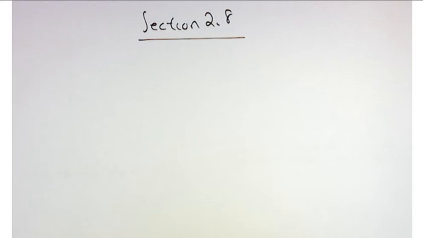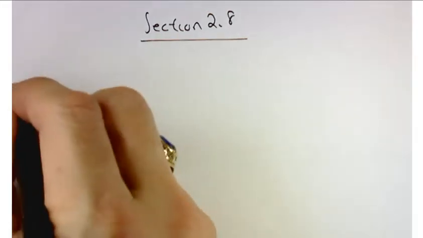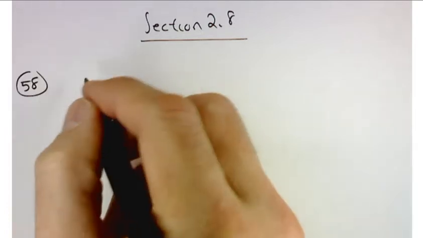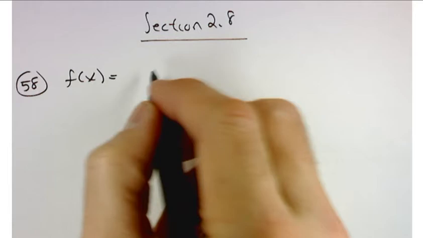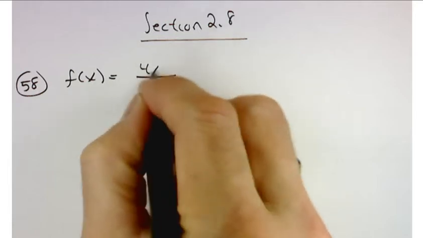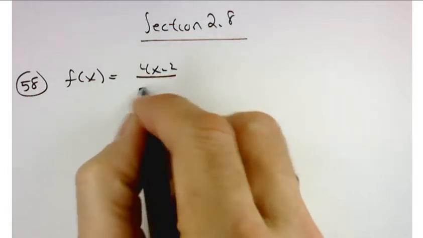So we'll do one more example of finding the inverse of a function. It's going to be problem number 58. And it's got a little bit of a trick to it, so it's not a bad idea to review it. In 58, f of x is 4x minus 2 over 3x plus 1.